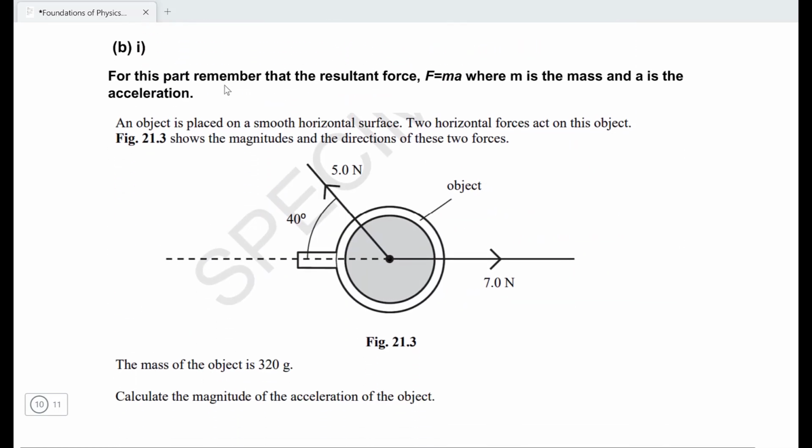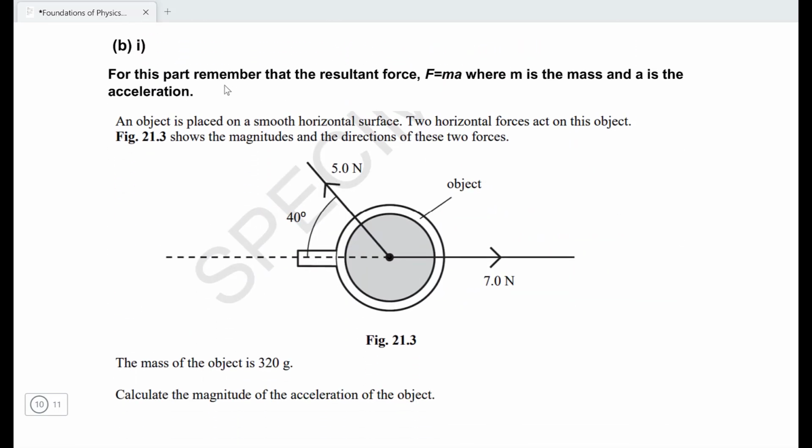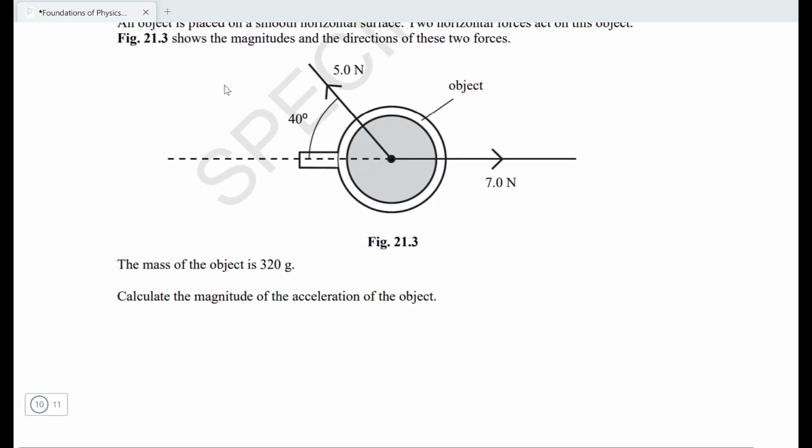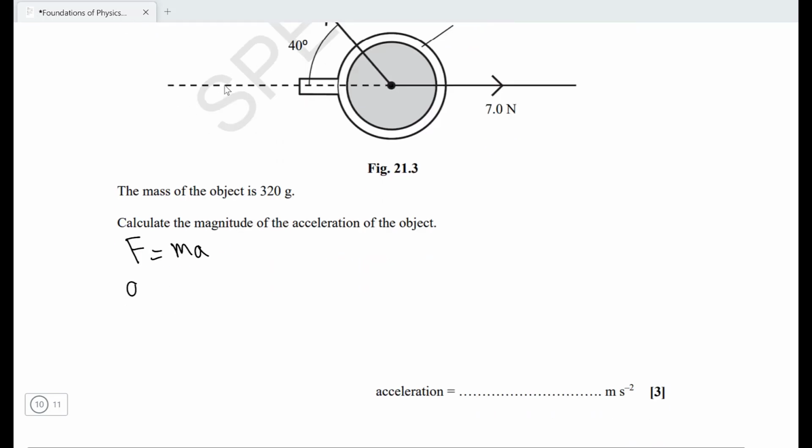Okay, part B. For this part, remember the resultant force F is equal to ma, where m is the mass and a is the acceleration. We have an object with a couple of forces acting on it. Calculate the magnitude of the acceleration of the object. Well, because F is equal to ma, where F is the net, the resultant force, the acceleration will be equal to the resultant force divided by the mass.